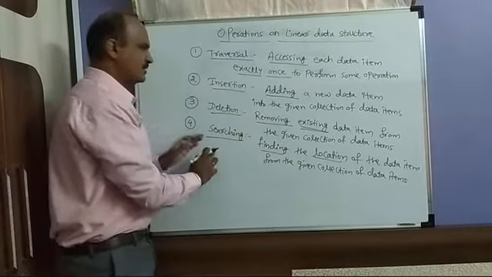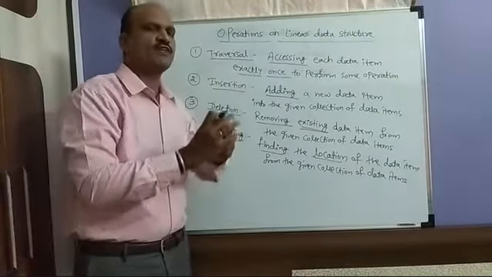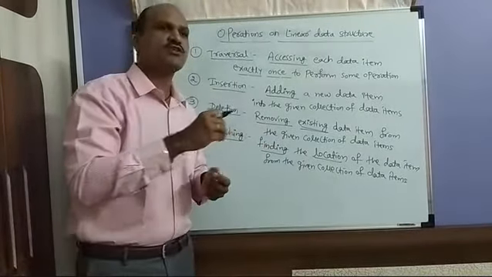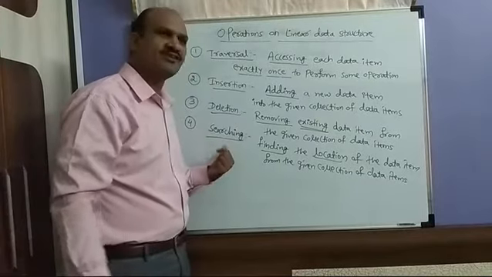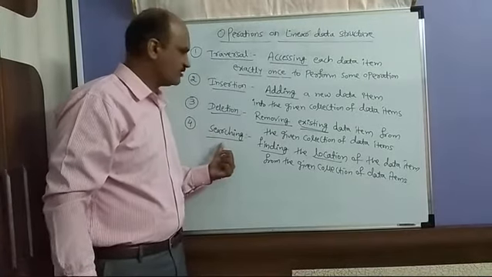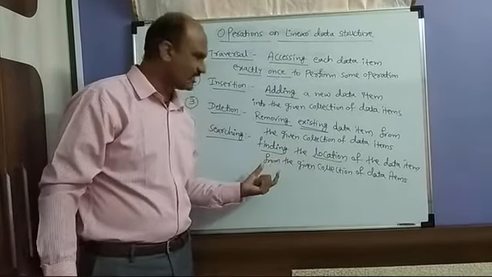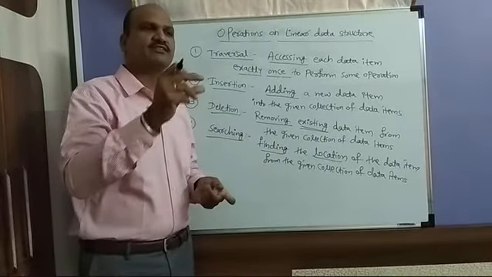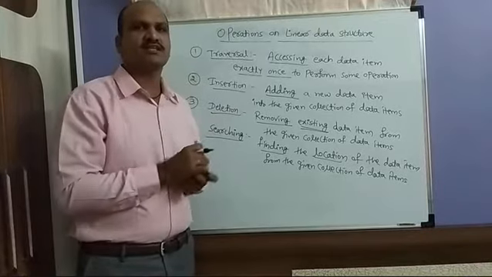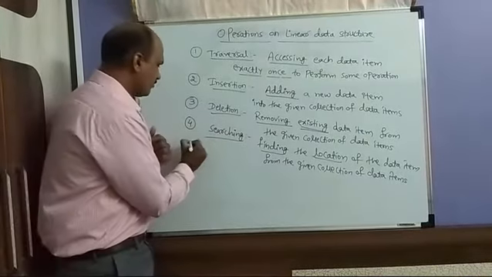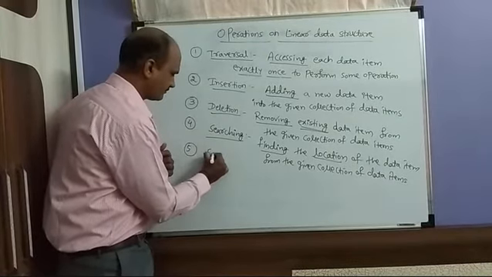So it is very simple. Searching means you have to find, if there are 10 numbers, the location of a fourth, then you have to use searching as an operation. So searching is finding the location of the data item. You have to find exactly where it is present, which location the data item is present. That is called search.